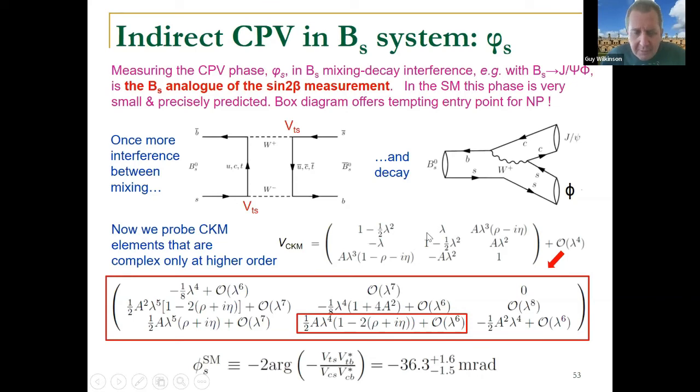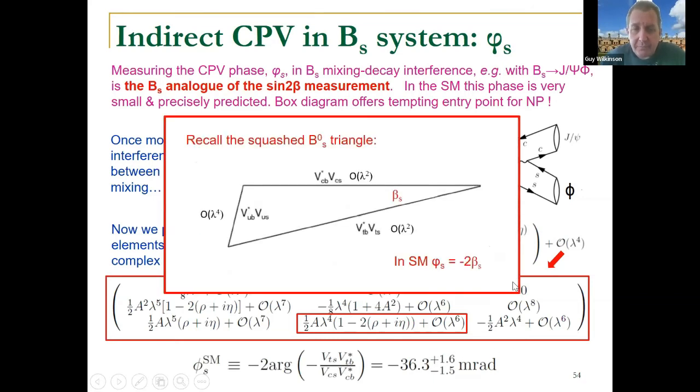But this representation of the CKM matrix can be written out to higher order. So I've now written below it, I've gone to higher order, to lambda 4th order, where lambda is the sine of the Cabibbo angle. Now you see that this Vts element starts to acquire an imaginary part. So if you follow through exactly the same formalism as we had for the sine 2 beta case, there is a phase we expect to be able to measure, and this phase in this case is very small, something like minus 36 milliradians.